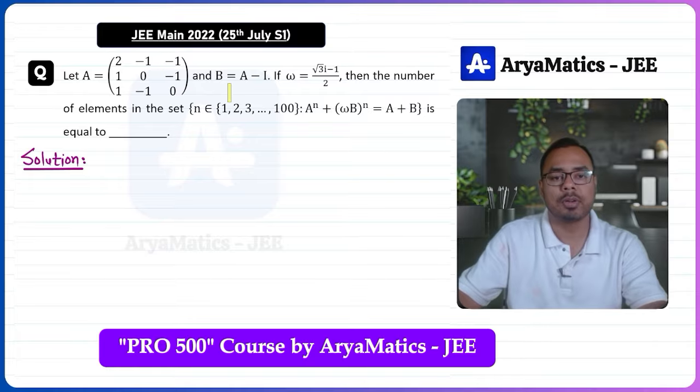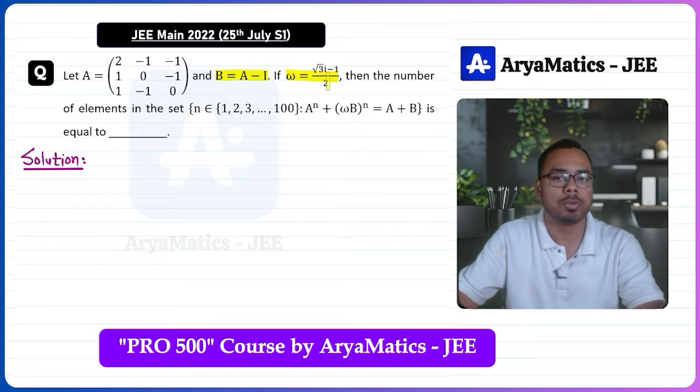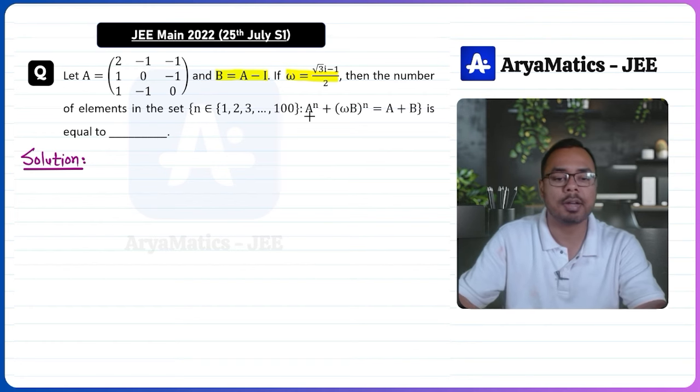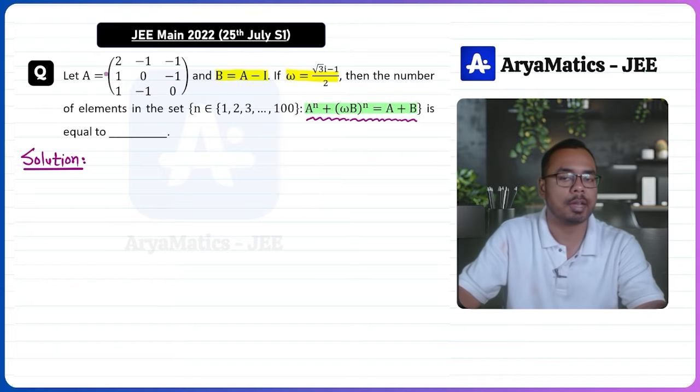Let A be this 3 cross 3 matrix, B be another matrix, A minus I, where I is the 3 cross 3 identity matrix. Omega is the complex cube root of unity, minus 1 plus root 3 iota by 2. Then we have to find the number of elements in this set n. N is the first 100 natural numbers such that A raised to n plus omega B raised to n is A plus B. So first basically we need to identify the type of matrix that we have here, right?